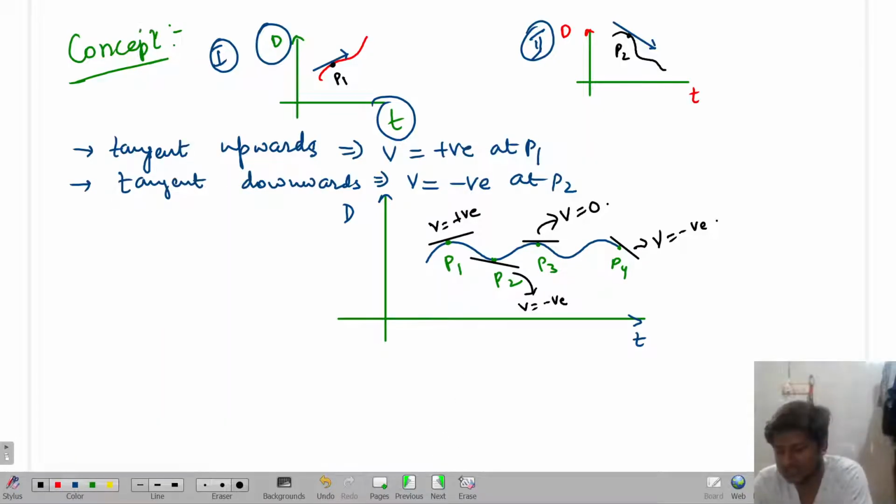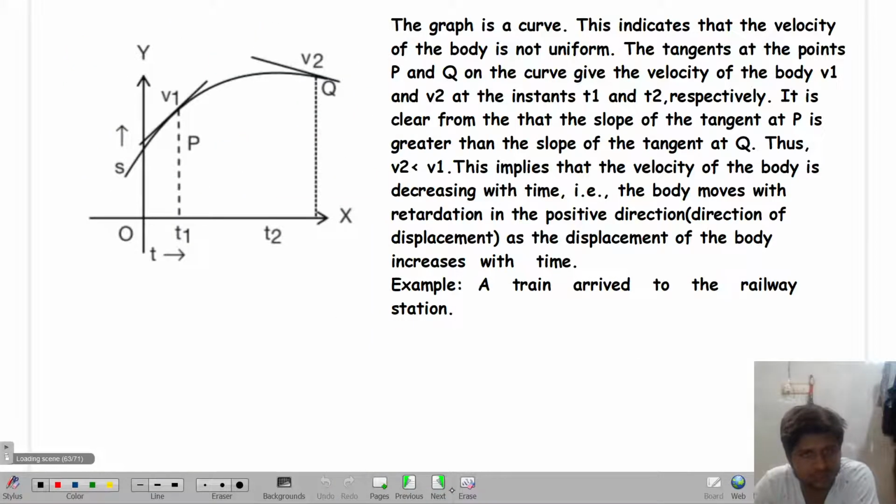Now, based upon this, I'm going to derive some fundamental theorems. So I have this first theorem. Let's suppose I have a displacement time graph, and the graph is like this. Suppose for this displacement time graph I have a curve like this, with this as my point P and this as my point Q. I want to know the relationship between the velocity of the particle at point P and Q.